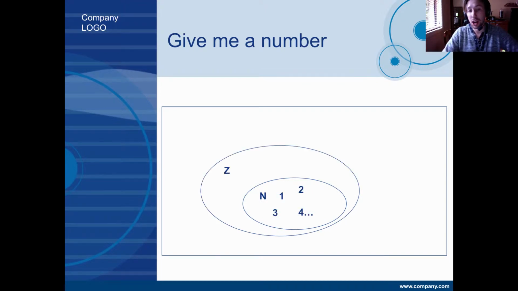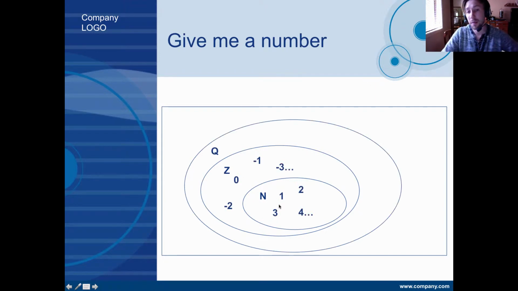The next set of numbers is called integers, and they're denoted by the letter Z. Integers are things like 0, -1, -2, -3, and so on, going down in the negative direction. But they also count the 1, 2, 3, and 4. So integers are all of the negative numbers plus all of the natural numbers.